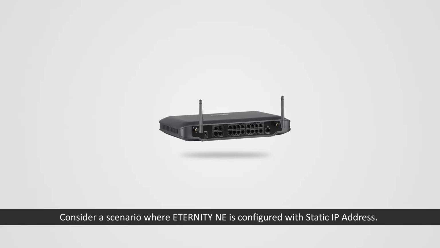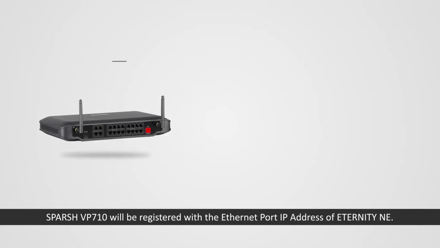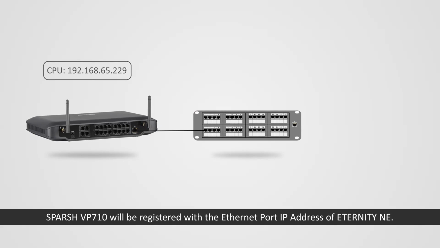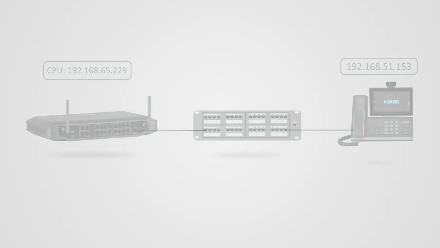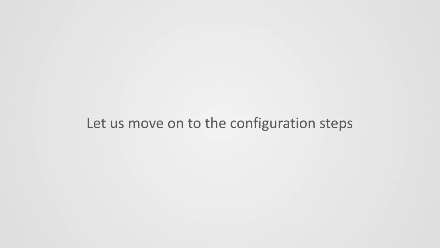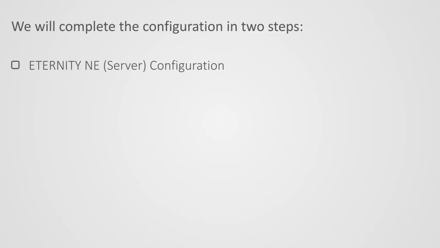Let us go through the configuration now. Consider a scenario where Eternity NE is configured with static IP address. SPARSH VP710 will be registered with the Ethernet port IP address of Eternity NE. Let us move on to the configuration steps. We will complete the configuration in two steps: Eternity NE, that is server configuration, and SPARSH VP710, that is client configuration.